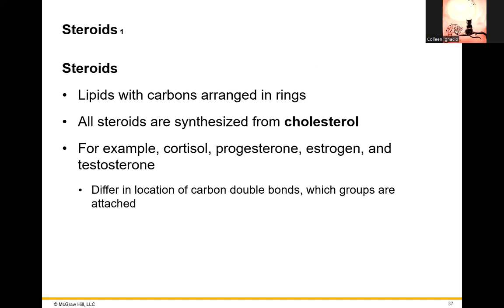Okay, let's talk about steroids. Steroids are lipids with carbon arranged in rings. Okay, and all steroids are synthesized from cholesterol.